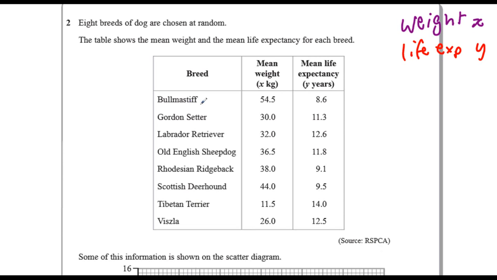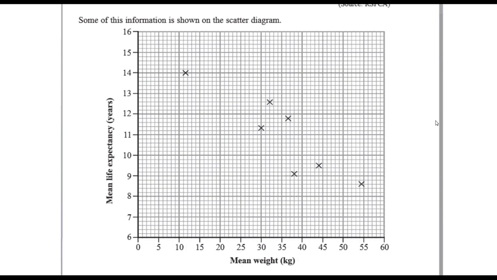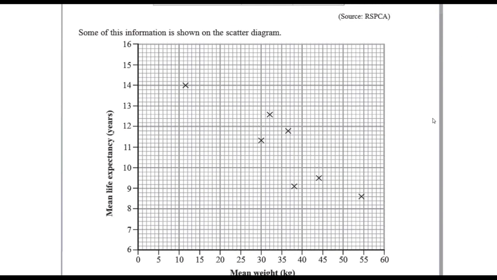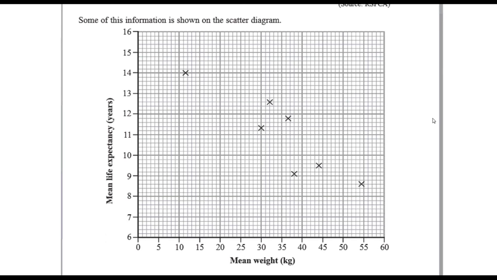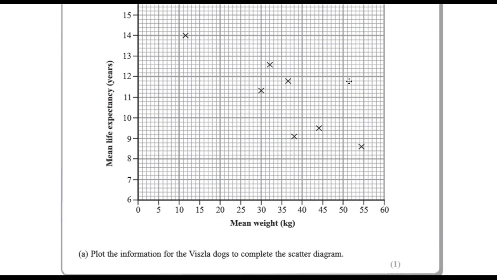Now I'm not going to try and attempt to read out all these breeds of dogs. I'm not very good with dogs. I know a couple, but I'm no expert. So we're going to see what the question wants us to actually do. We've got a scatter graph, and usually they'll plot all the points apart from one which you put in yourself. So let's see what's happened.